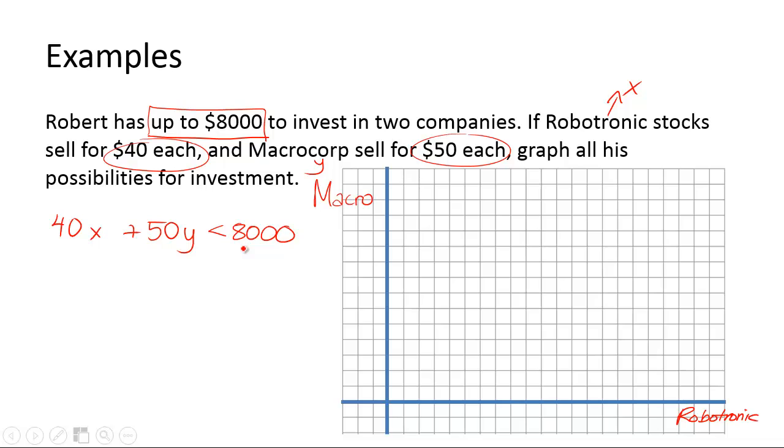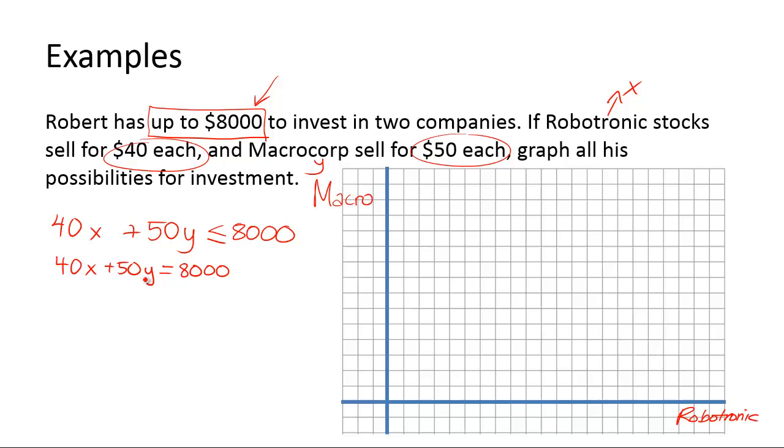Now, specifically, they didn't say up to and including, but this actually implies in English that it's all the way up to $8,000. He doesn't want to spend any more, so we're going to call that equivalent as well. So now we can solve this and graph it. So let's solve it for y, pretend it's a line equation, and find the boundary. Where is it equal to 8,000?